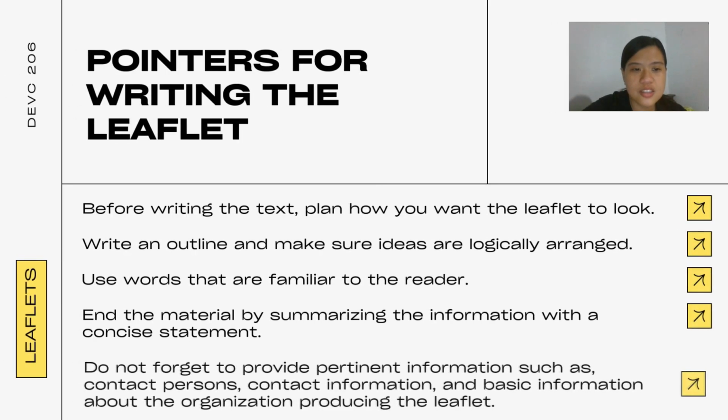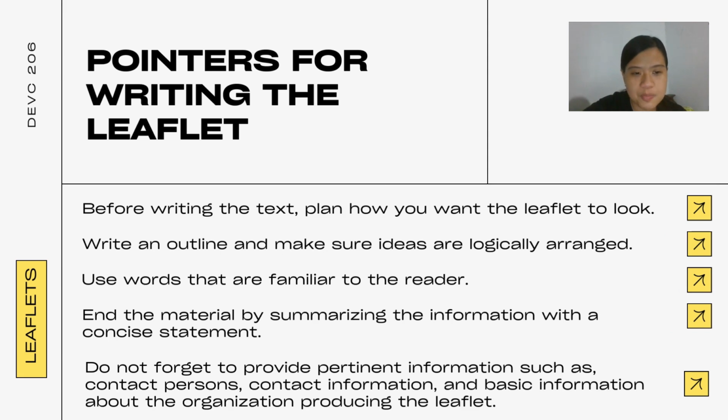Pointers for writing the leaflet. Number 1. Before writing the text, plan how you want the leaflet to look. Think about its form, size, shape, color, and visuals. This will help you determine the available space for the text and how to arrange it. The goal is to have a balance between text and visuals. The reader should not feel overwhelmed by an excessive amount of text or images when looking at a well-designed leaflet.